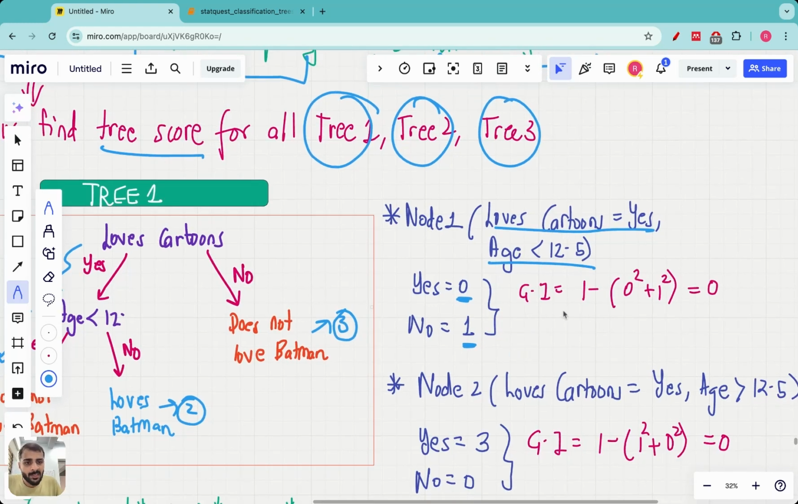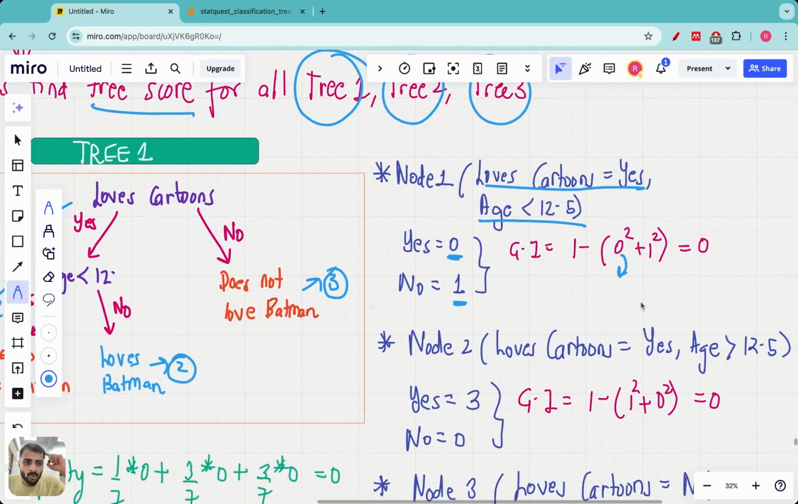So the Gini impurity is going to be 1 minus probability of yes whole square plus probability of no whole square, which is 1 minus 1, which is equal to 0. If you are not familiar with Gini impurity, it is just 1 minus probability of yes square plus probability of no square. And we have a separate lecture entirely devoted to this concept. So please feel free to watch that lecture to understand the concept of Gini impurity. So the Gini impurity for node number 1 is equal to 0.